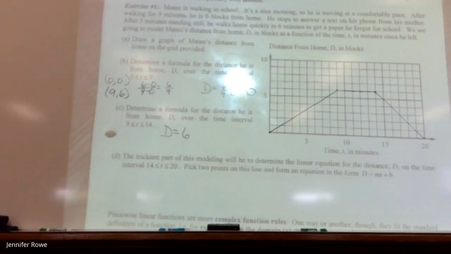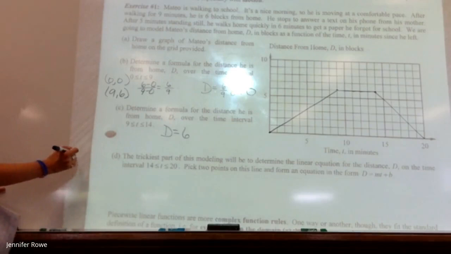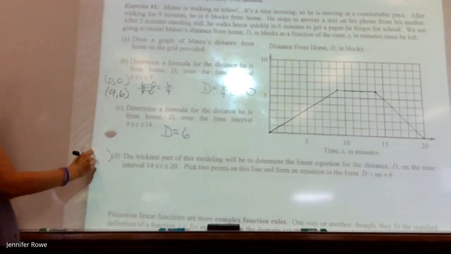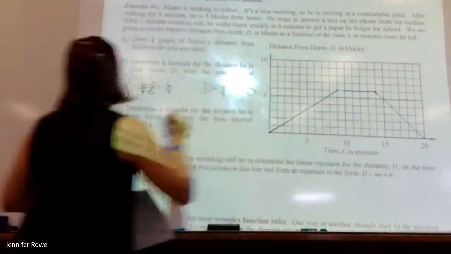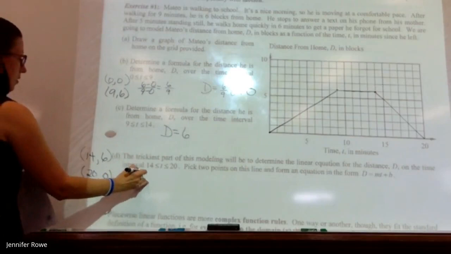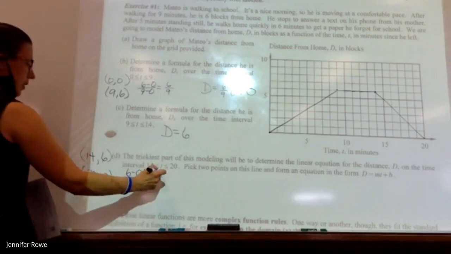The trickiest part of this modeling will be to determine the linear equation for the distance D on the time interval from 14 to 20. Pick 2 points on this line and form an equation in the form D equals MT plus B. So what are my two points? 14 something and 20 something. What's the distance at 14? 14 and 6. And at 20? Zero. So I'm going to do 6 minus 0 over 14 minus 20. 6 minus 0 is 6. 14 minus 20 is negative 6. So what is your slope?